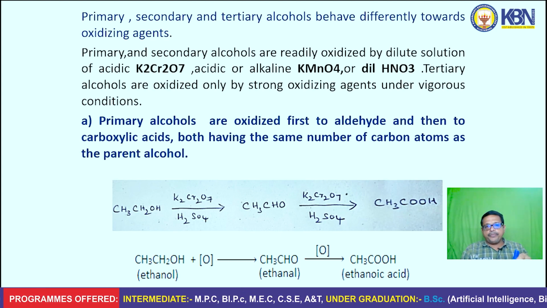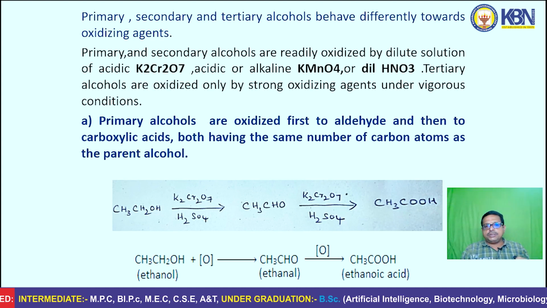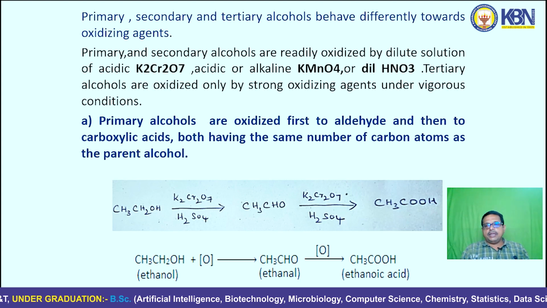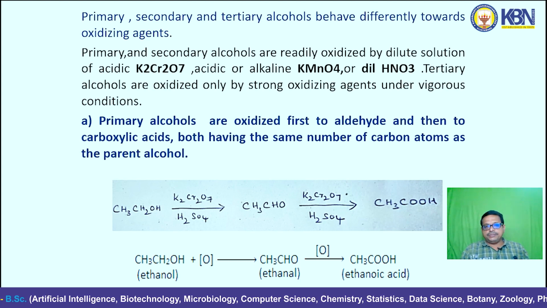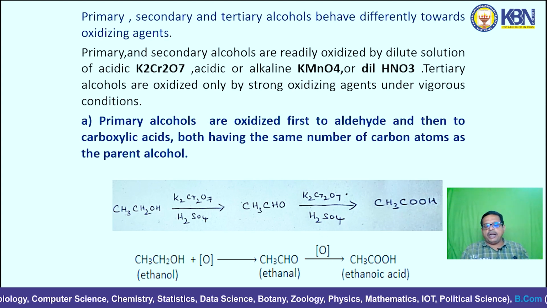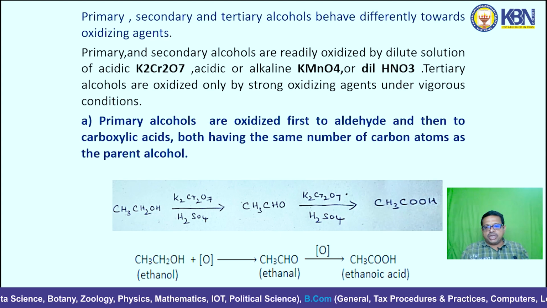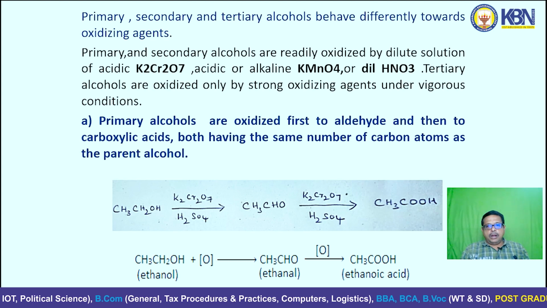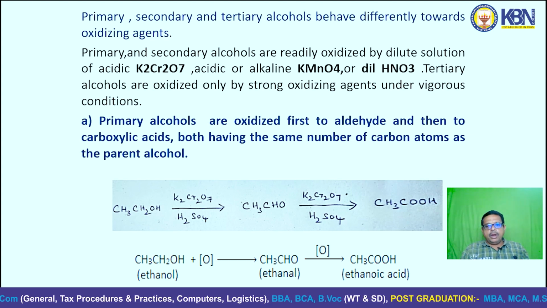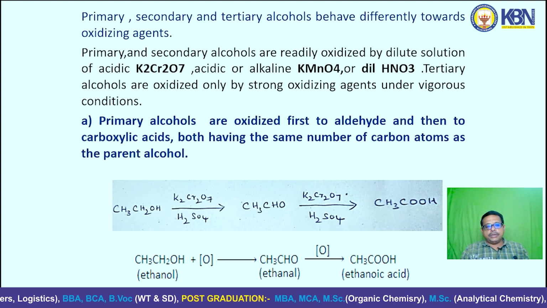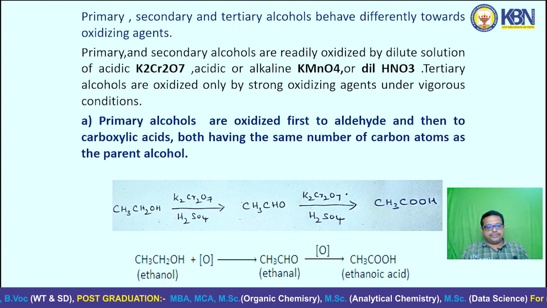For example, primary alcohols are oxidized first to aldehyde and then to carboxylic acids, both having the same number of carbon atoms as the parent alcohol. The best example is when ethyl alcohol is oxidized by dilute solutions of potassium dichromate in acidic medium, that is in sulfuric acid.